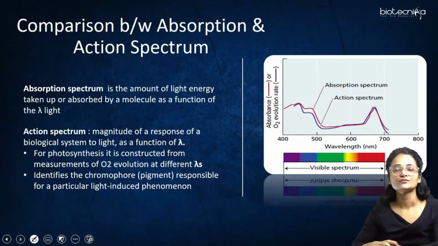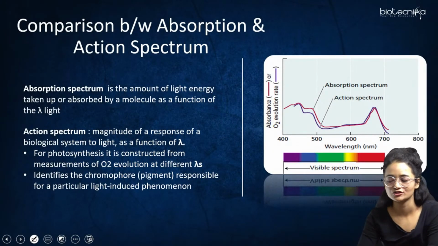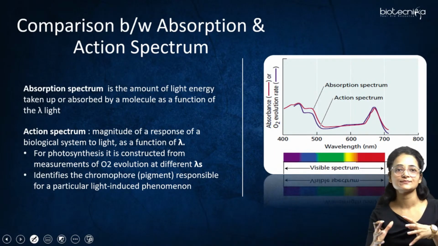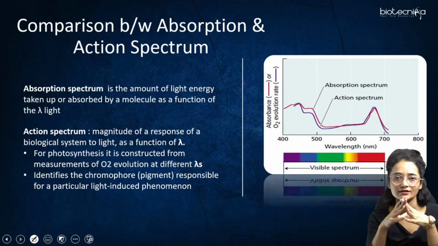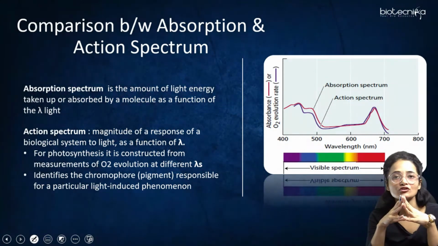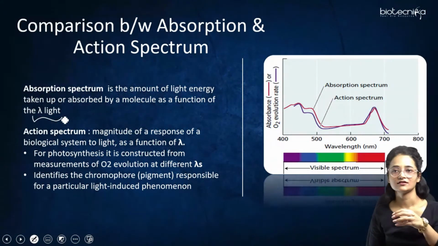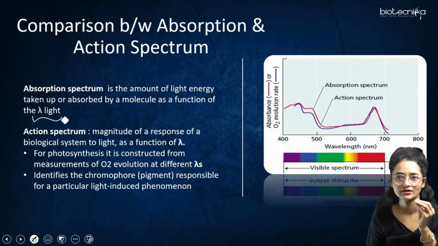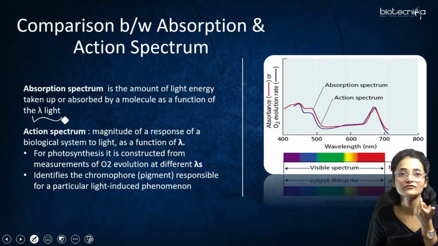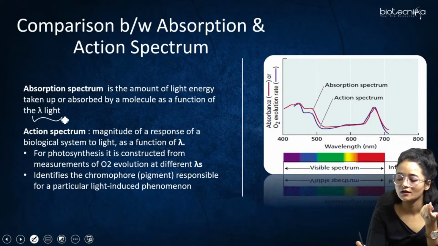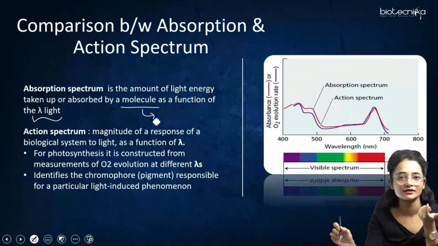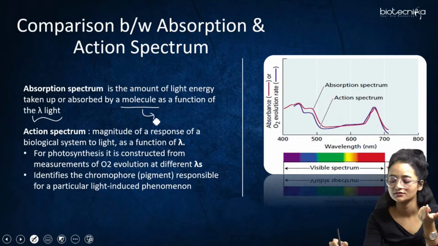Then coming to the comparison between the absorption and the action spectrum. What do you mean by the absorption spectrum and action spectrum? That we'll be studying here. The absorption spectrum is the amount of light energy that is being taken up or absorbed by a molecule as a function of the wavelength. Light is absorbed in the form of energy, but it is measured in the form of wavelength, right? The molecules involved in absorbing light here are the chlorophyll molecules.